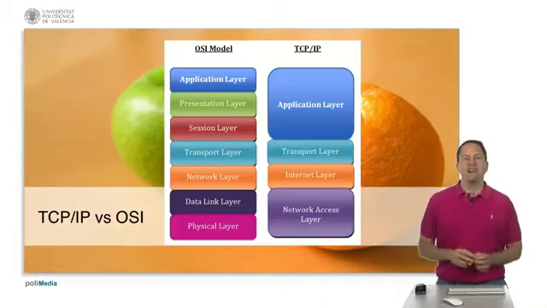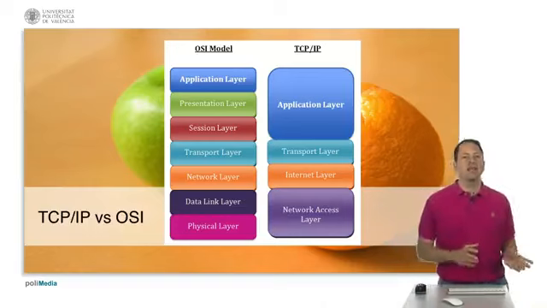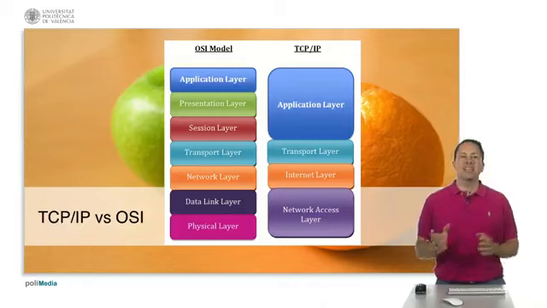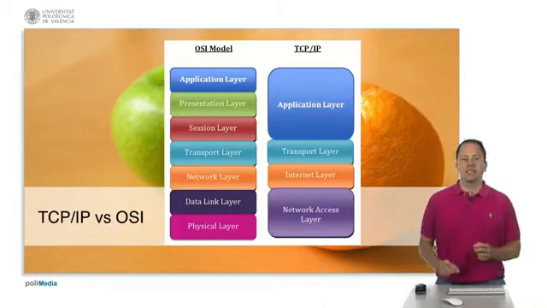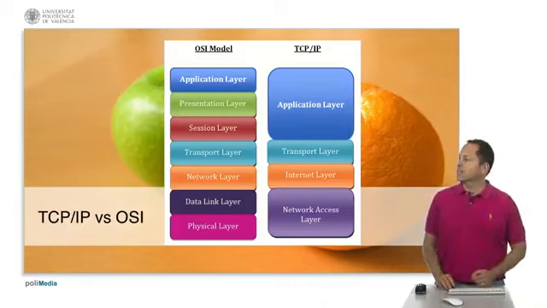TCP/IP doesn't specify the network access layer, so it's quite common to mix the OSI model and the TCP/IP model and talk about physical layer and data link layer instead of the network access layer. Here you can see the comparison of the two stacks.